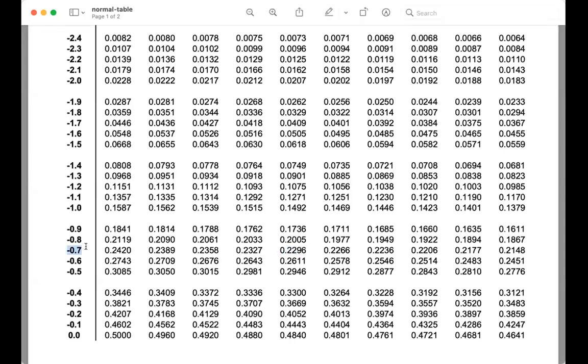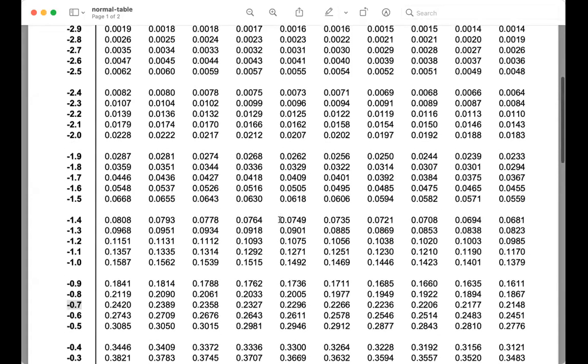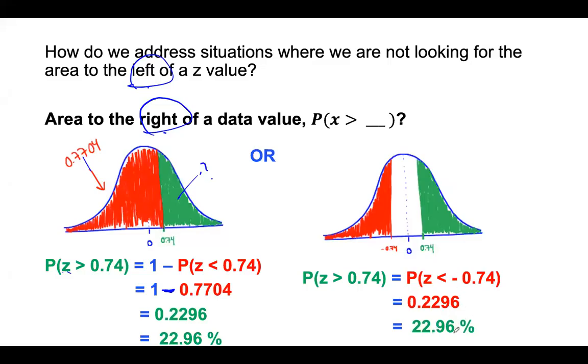So we just look up negative 0.74. We look at these and it's 0.2296. And we get our answer, which is the same. But it's just because of Z being greater than 0.74. So you can either basically take the complement or you can do it by symmetry. There are different ways of doing these questions.